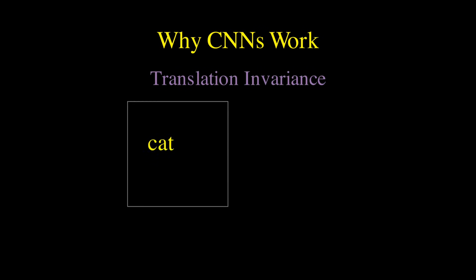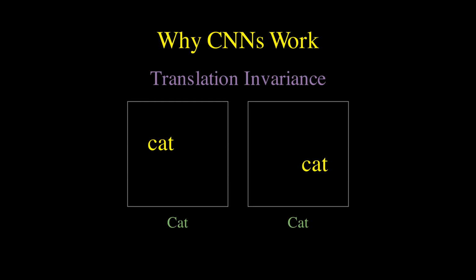Fourth is translation invariance. Thanks to pooling, the final classification doesn't depend on exactly where an object appears in the image. A cat in the top left corner gets the same label as a cat in the bottom right. The pooling layers progressively discard precise positional information, keeping only whether a feature was detected somewhere in a region.